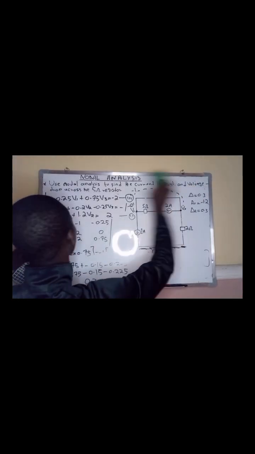So therefore we can find the current through and the voltage across the 5 ohm resistor.